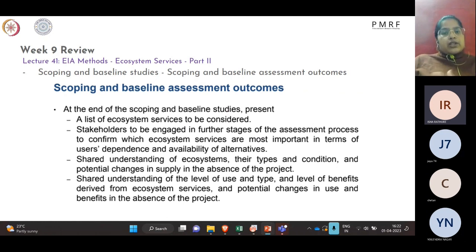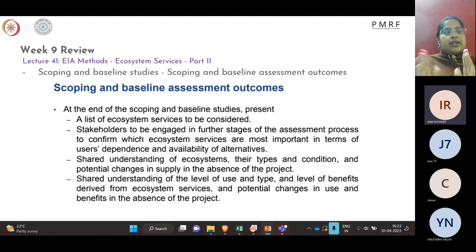And then we move on to the outcomes of scoping and baseline studies. In the outcomes, at the end of scoping and baseline assessment, you present the list of ecosystem services which were considered and which were identified as being affected. Then you describe the stakeholder discussions, in what stages they were done, and the assessment process used to confirm whether these ecosystem services are the priority ecosystem services, to determine the users' dependence and availability of alternatives. And then you present the understanding of the ecosystems, their types and conditions, and changes in supply because of your project.